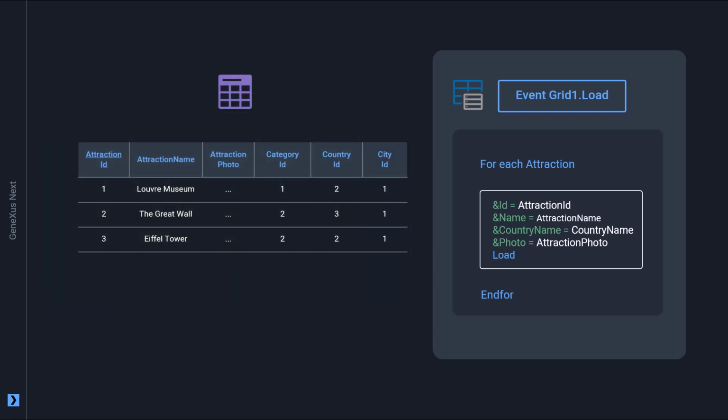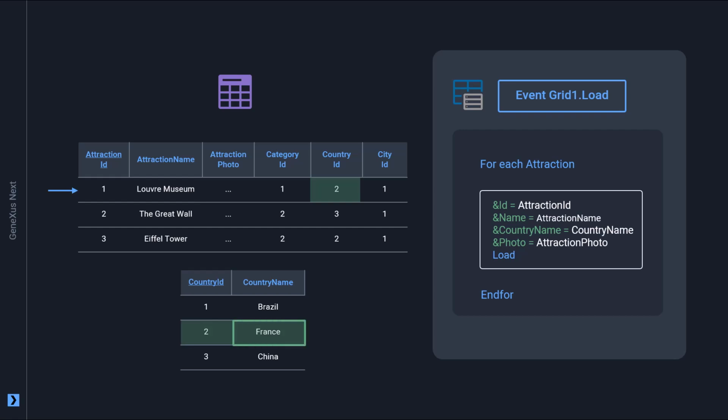Note that we are assigning to the variables the value taken by the attributes for the record in which the for each is positioned in each iteration. Here we are in the first iteration. 3 of the attributes are those of this record, but one is from the extended one. So to retrieve it, it will be necessary to access the country. This is solved automatically. We just name the attribute we need, country name, and GeneXus takes care of the rest. This will be repeated for the second iteration, and then for the third iteration.